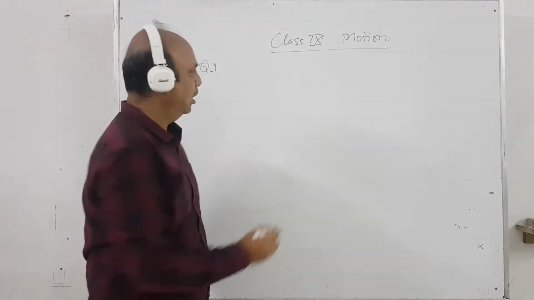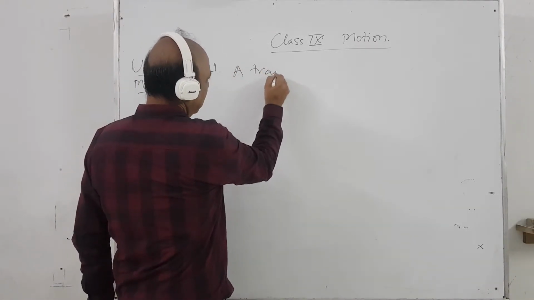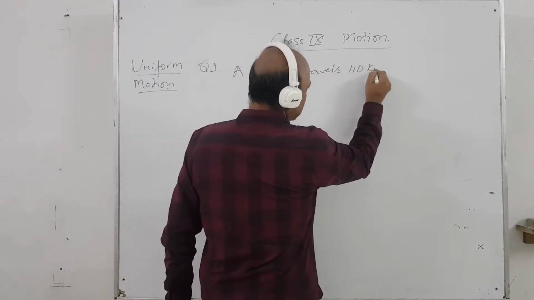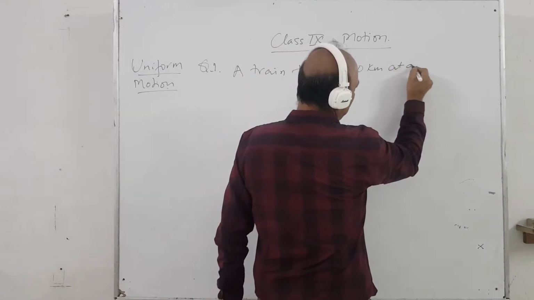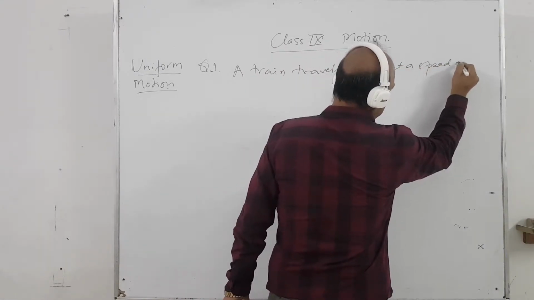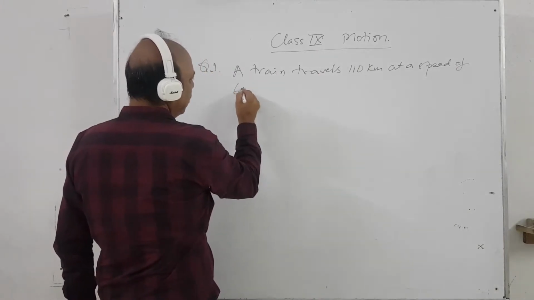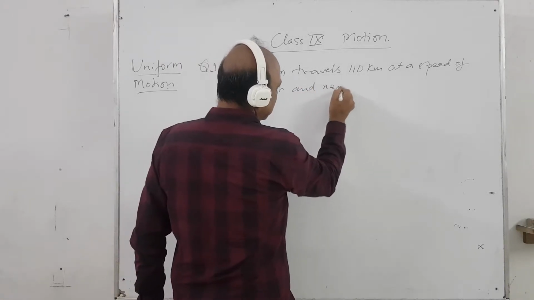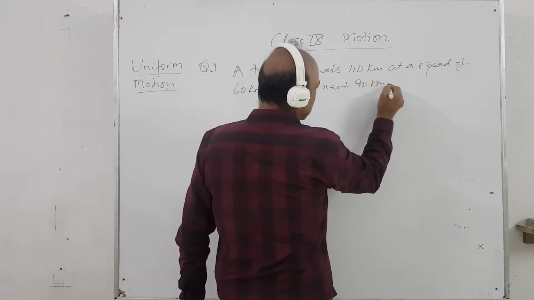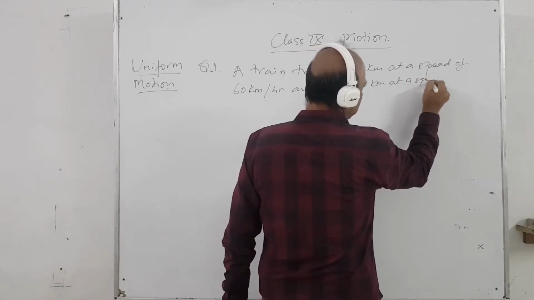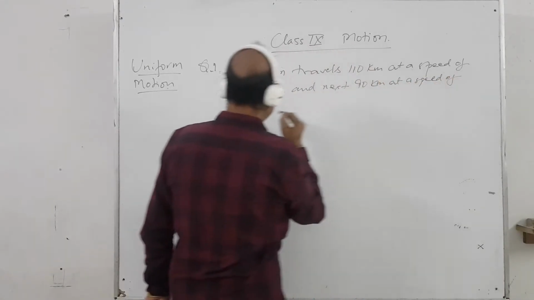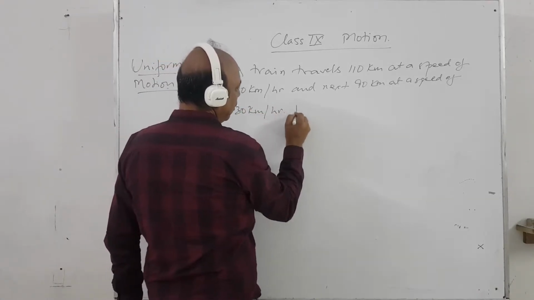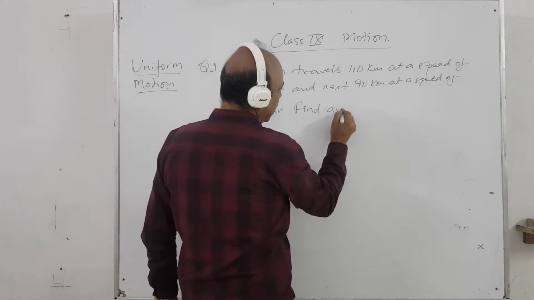First question, a train travels 110 kilometers at a speed of 60 kilometers per hour and next 90 kilometers at a speed of 30 kilometers per hour. Find average speed.